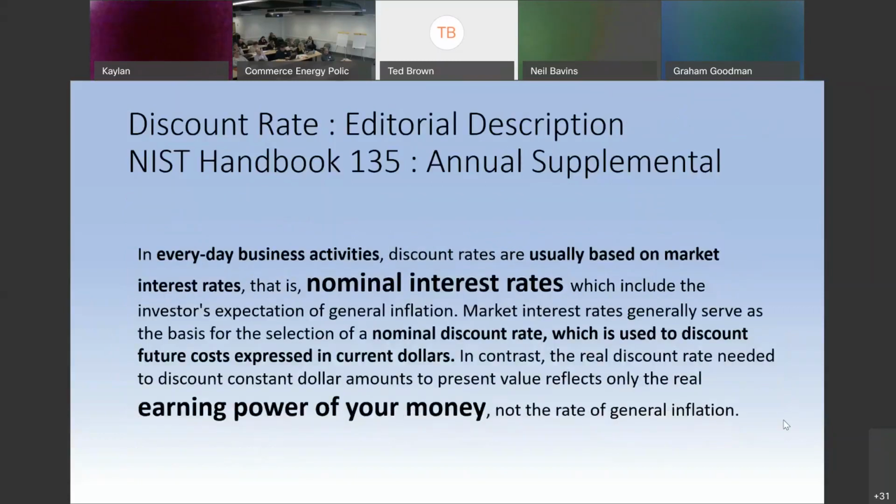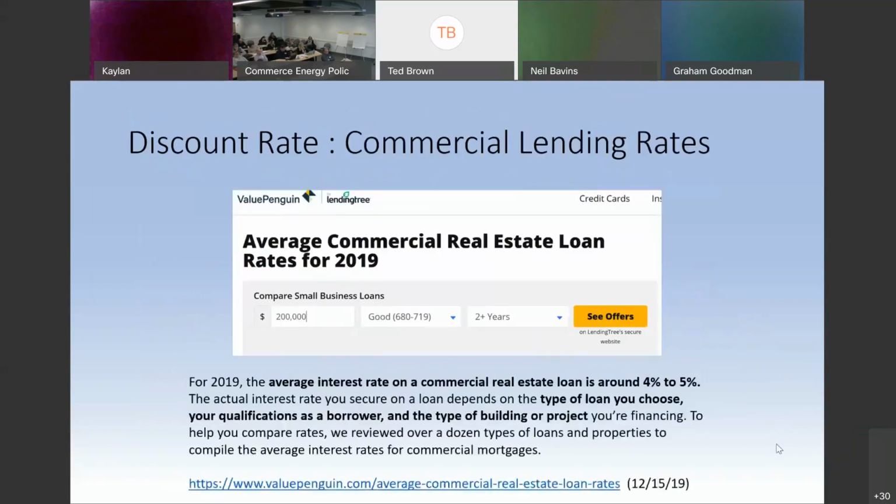NIST Handbook 135 does talk briefly about how you would do this in daily business activities. It talks about being usually based on market interest rates, nominal interest rates, which we were talking about, where nominal is used to discount the current dollars. It also mentions the earning power of your money. That's a way that I first heard this, the minimum attractive rate of return, which I'll talk about in a sec.